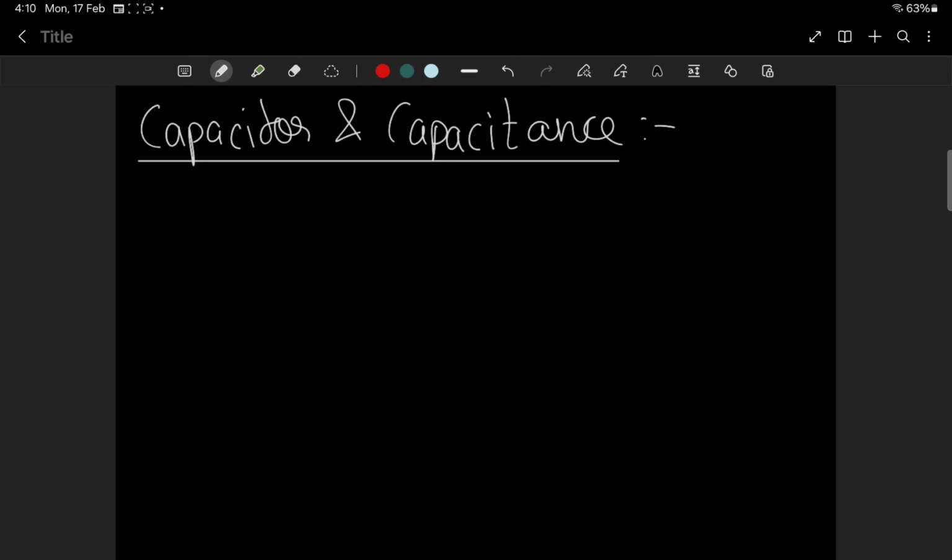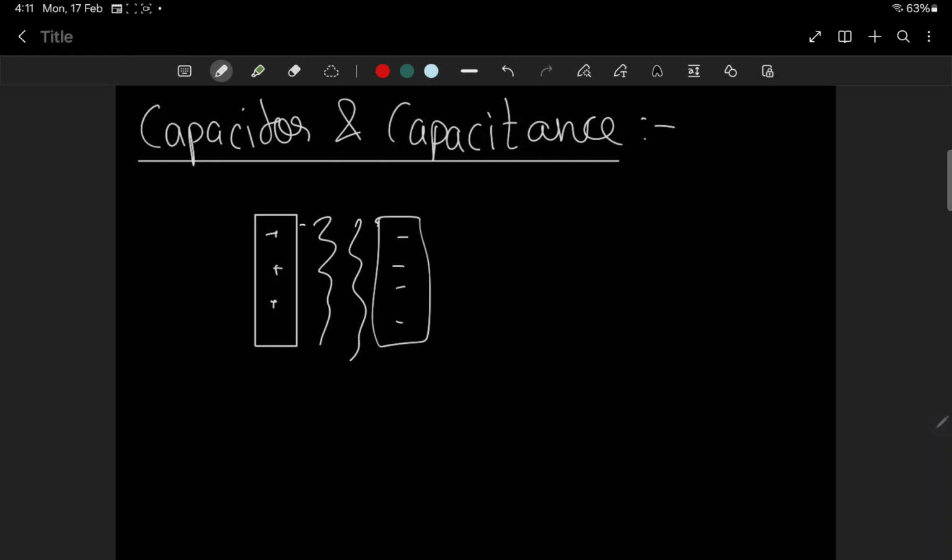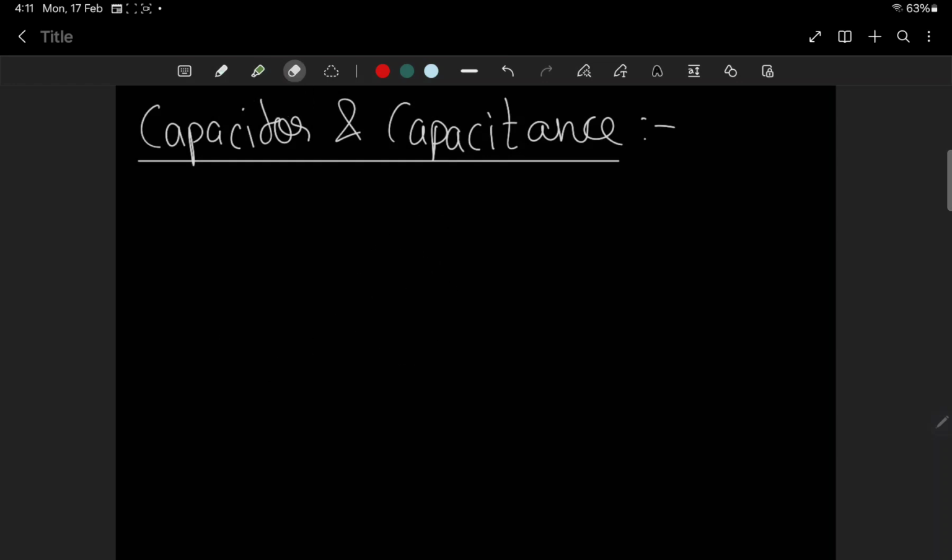Really, what is a capacitor? A capacitor is a system of two conductors separated by an insulator. That is, in a parallel plate capacitor, there are two conductors, plus and minus, separated by an insulator. Here it is air. So a capacitor is a system of two conductors separated by an insulator.